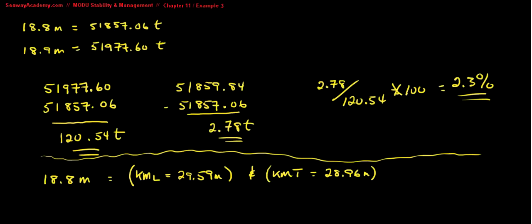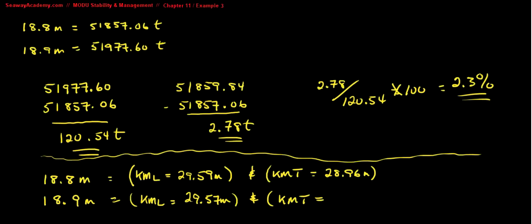And for a draft of 18.9 meters, your longitudinal KM is 29.57 meters. And your transverse KM is 28.93 meters.